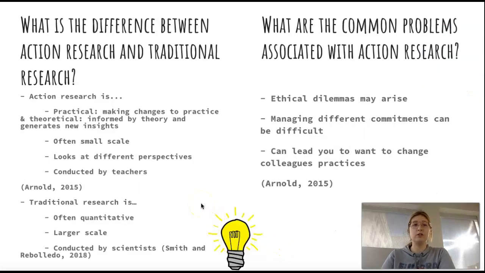So sort of the differences between action research and traditional research. Action research is practical, making changes to practices, and it can be theoretical, which is informed by theory and generates new insights. Action research is often smaller scale. It looks at different perspectives, and it's conducted by teachers. I also mentioned earlier that it's more qualitative. Traditional research is often quantitative. It's a bit larger scale, and it's conducted by scientists. But there wasn't a whole lot different between action research and traditional research that I found.